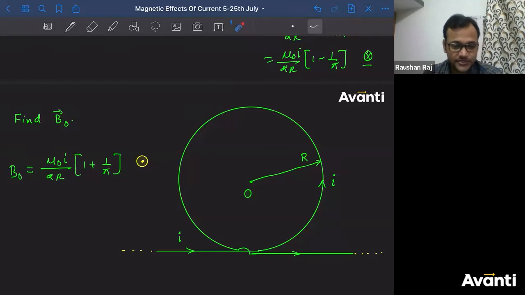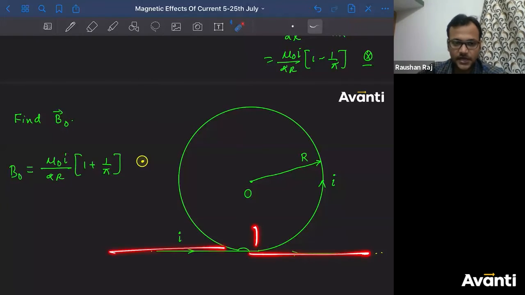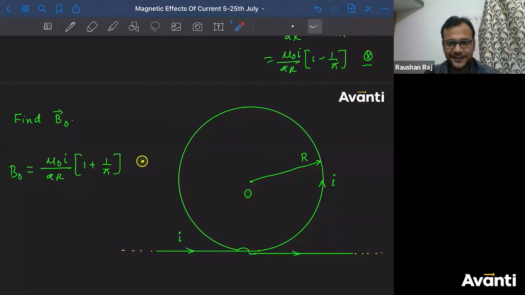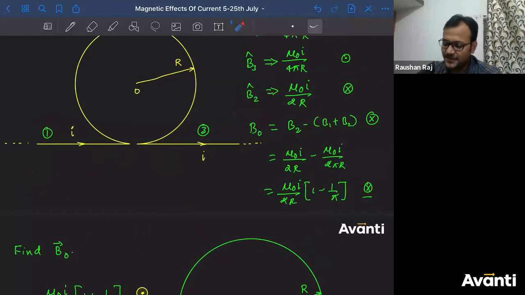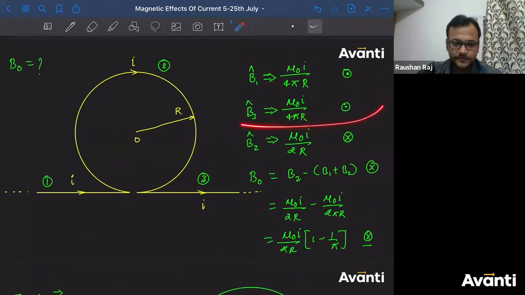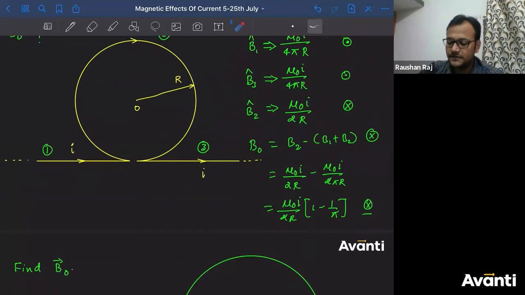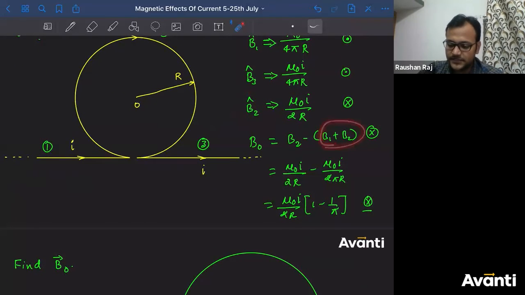So we need to add them instead of subtracting them. Simply add. Because of this, this is outward. Because of this, this is outward. Because of this also, this is outward. Simply add them. Put the value and get the answer. Instead of subtracting, you need to add them. Because we have added B1 and B3. We have subtracted B2 because this was into the plane. Now this is also out of the plane. So B1 plus B2 plus B3. So B1 plus B3 was this one. Sorry, this is what? B3 ना?